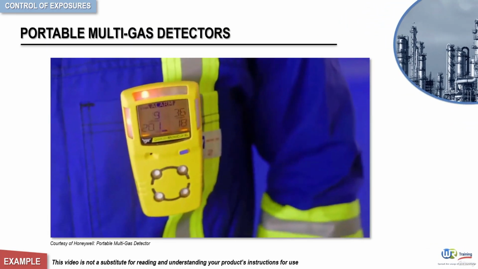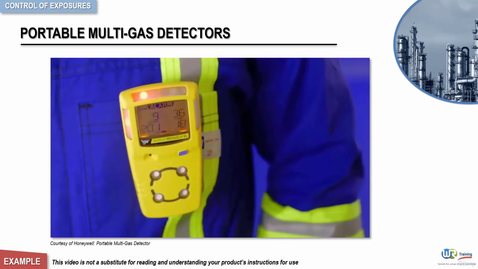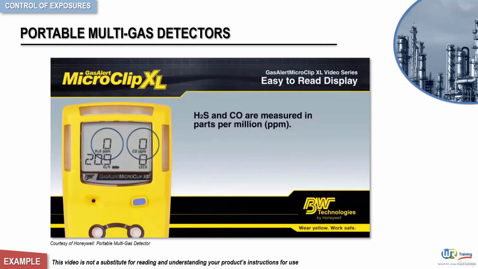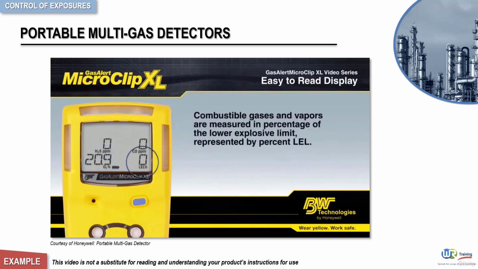When you're in the field and can potentially be in an emergency situation, you need accurate, immediate information. When your detector is in standard operation, you will see the concentration readings displayed simultaneously. Hydrogen sulfide and carbon monoxide are measured in parts per million. Oxygen is measured in percent by volume. Combustible gases and vapors are measured in percentage of the lower explosive limit, represented by percent LEL.